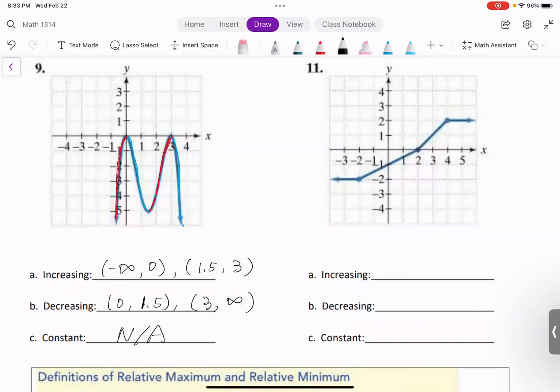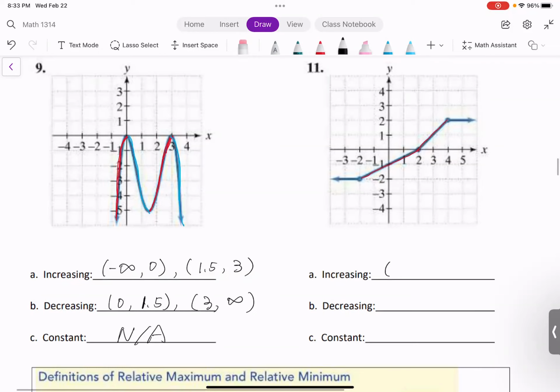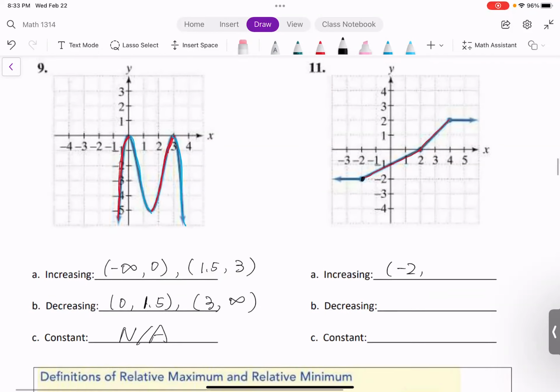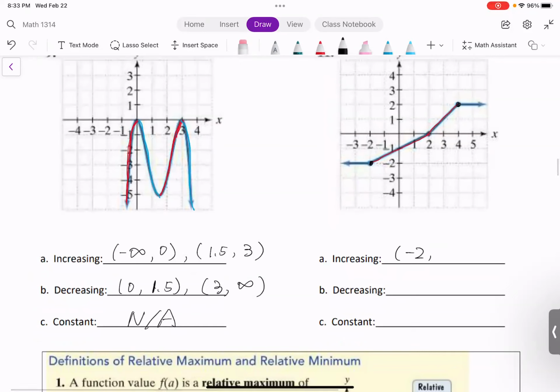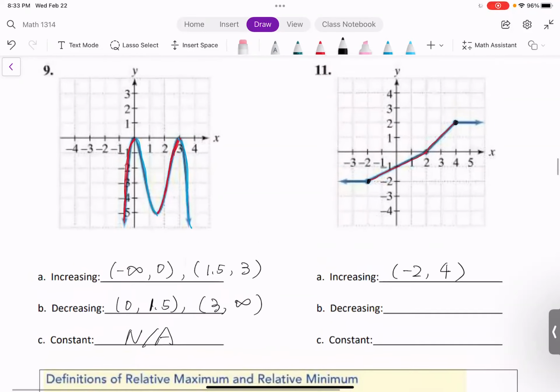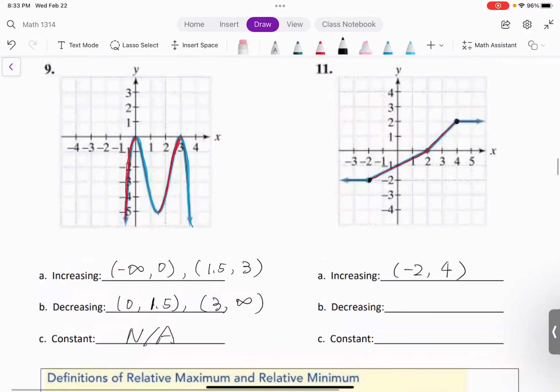Okay, let's see number 11. Increasing interval. Let's highlight the increasing part. Okay, these 2 segments are all increasing. So the increasing is from, sorry, x value, from this point, x value is -2, to the end point here, x value is 4. Decreasing, is there a decreasing interval? No.